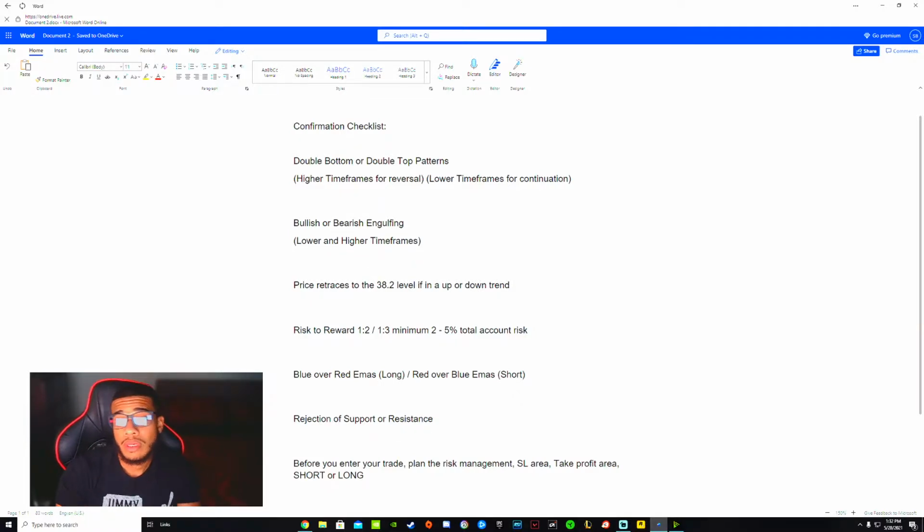Very important. So, our first confirmation before entering the trade is we want to see a double top or double bottom pattern forming. On the higher time frames, we usually want to look for a double bottom or double top for a reversal. It can also be a continuation, but I find that it's more effective for reversals. For lower time frames, you want to see that double top or double bottom for continuation.